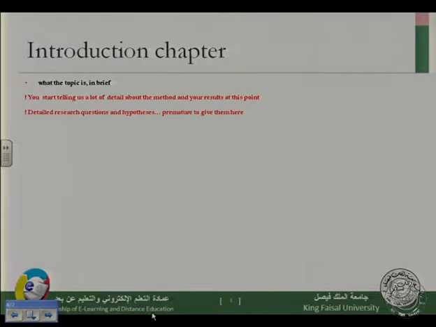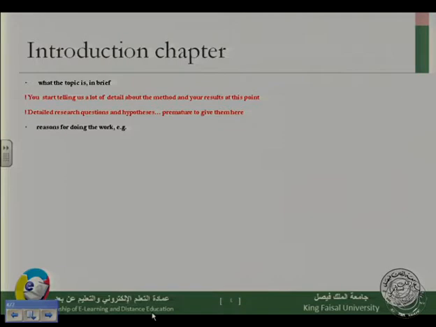Detailed research questions and hypotheses, it is premature to give them here, yes. Some people would say, well, I want to tell my readers about my research questions and hypotheses from the beginning. No. Leave them at least until the end of your introduction.